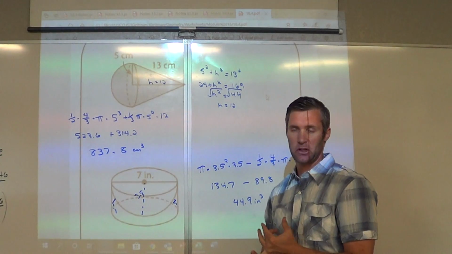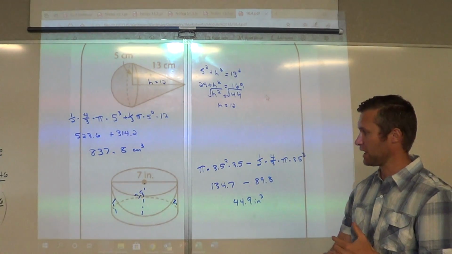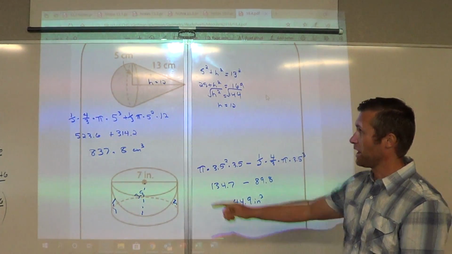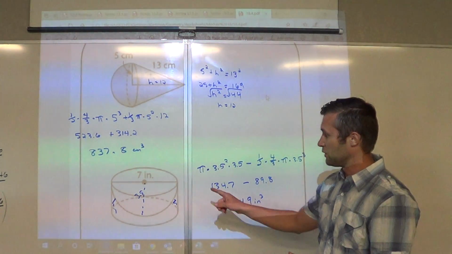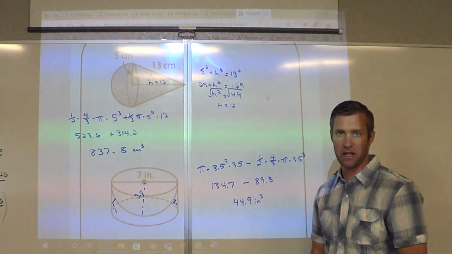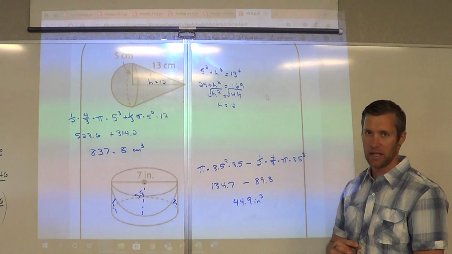So as you go through, pay attention to our equations, yes, but pay attention to it. Is it telling me to leave in terms of pi? Is it telling me to round to a certain decimal point? Do they give me the height? Do I need to find the height? Do I need to use the Pythagorean theorem? Do they give me the diameter? Do they give me the radius? Those are the type of things that you'll need to check as you go through.